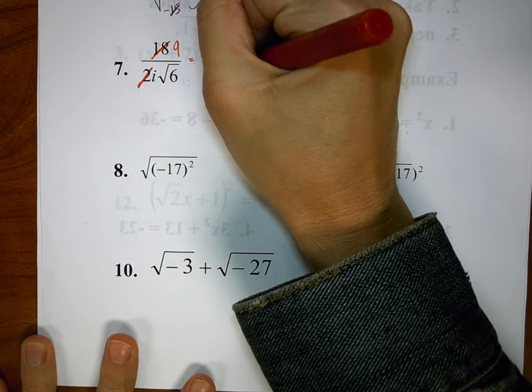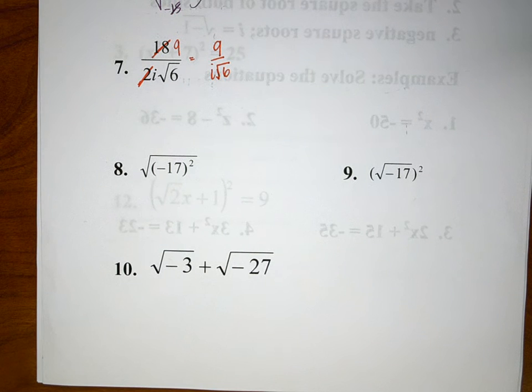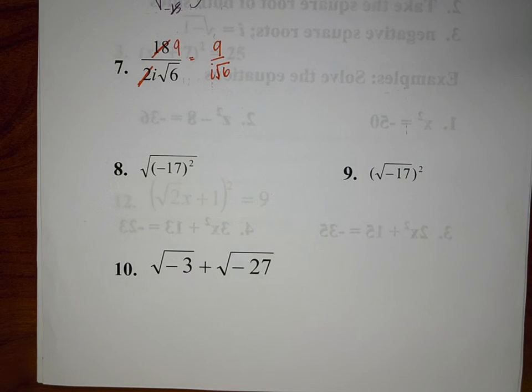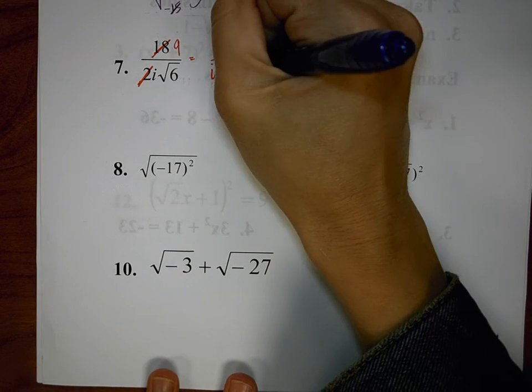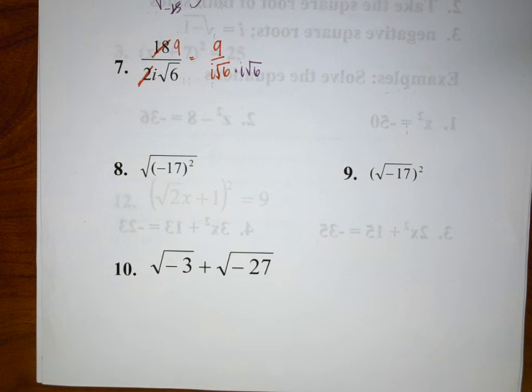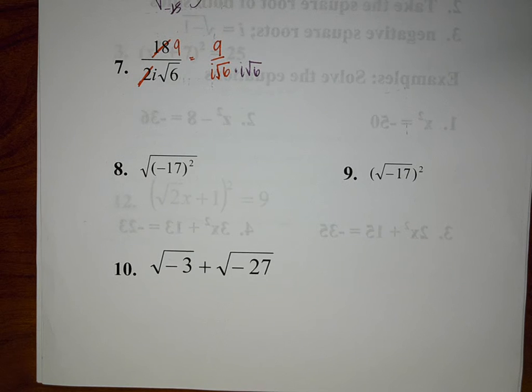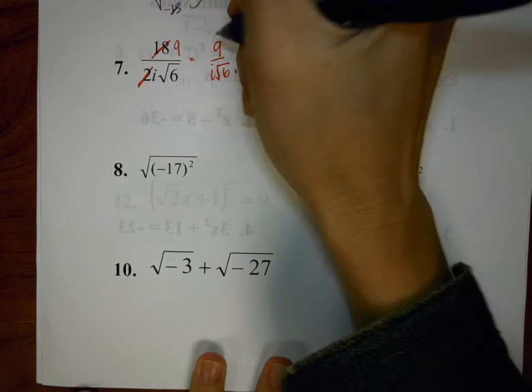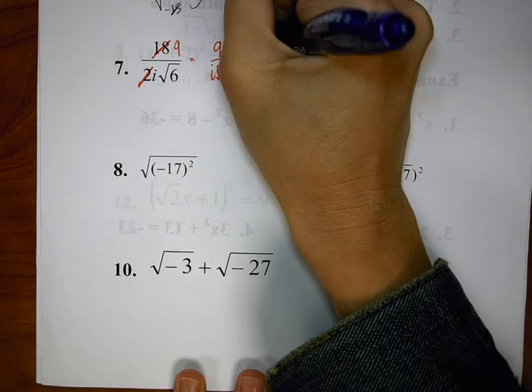But what can I not have in the denominator? A root or an i. So how am I going to get rid of the i and the root 6? Exactly. Very good. You're going to multiply by i root 6. This one does not have a conjugate because there's no pluses or minuses. It's only when you have pluses and minuses that we have to do the opposite. So all I'm doing is multiplying by i root 6 to the top and the bottom.